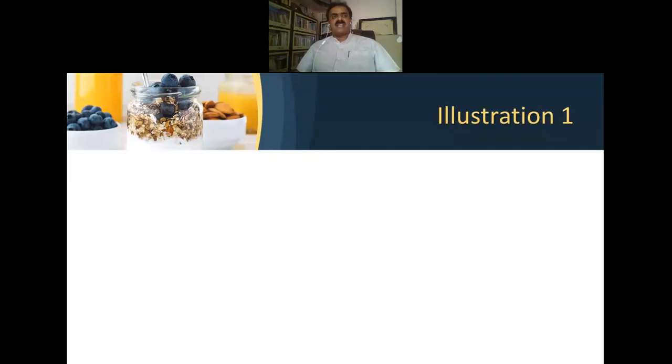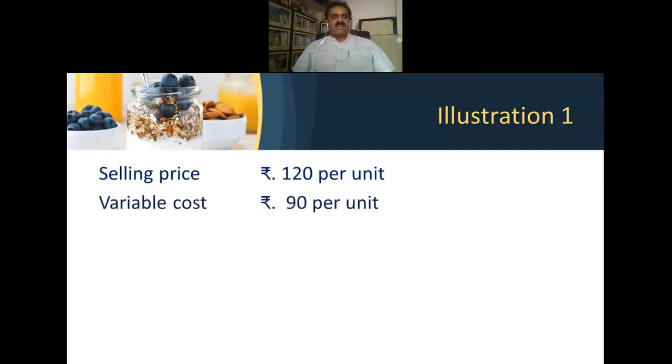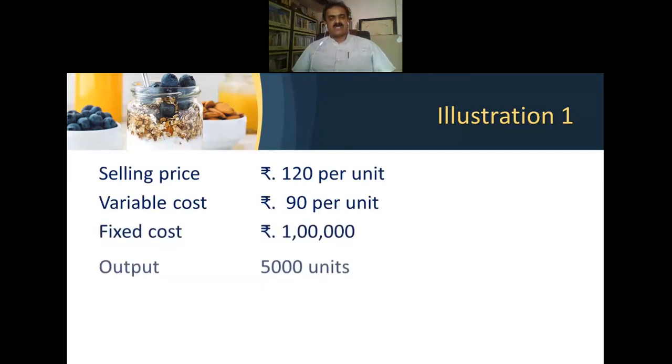Let us understand these calculations by way of one illustration: how to calculate or determine different values such as the break-even point or the PV ratio and so on. Assume the selling price for a unit of production is 120 rupees. The variable cost is 90 rupees per unit, the fixed cost is 1 lakh rupees, and the output is 5000 units.